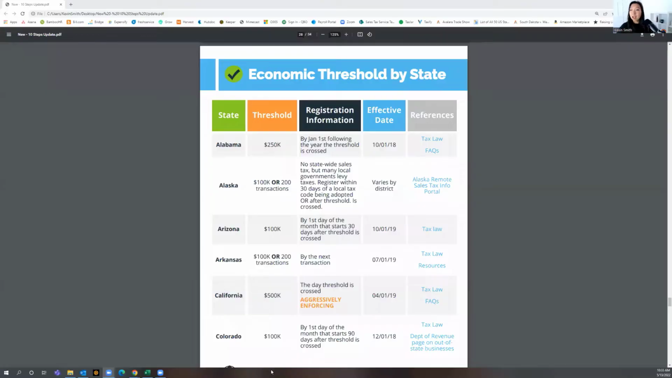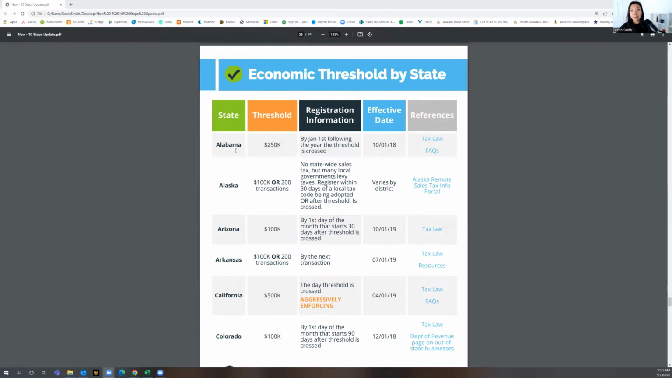So let me share my screen really quick. Okay. On this one, this is a document that we have put together, and it's called 10 Steps to Make Sure Sales Tax Doesn't Burn Down Your Business. And at the end of the document, we put together all the states and their thresholds for economic nexus.